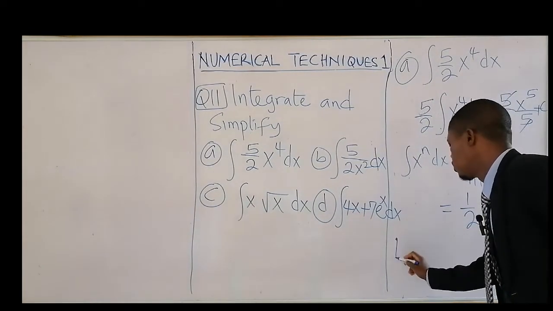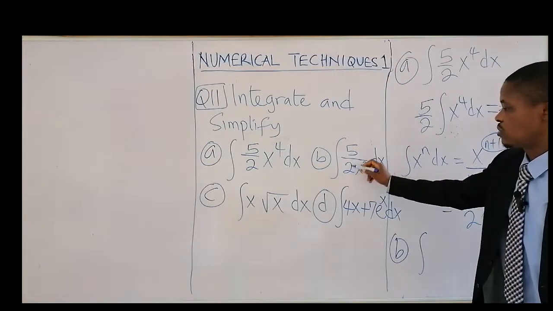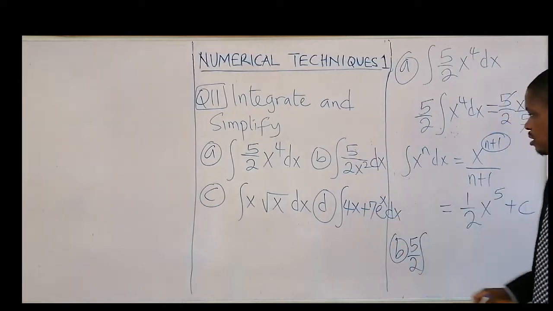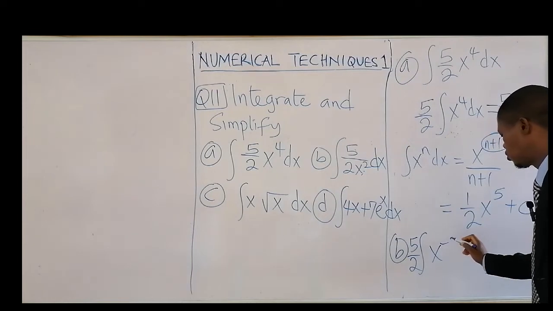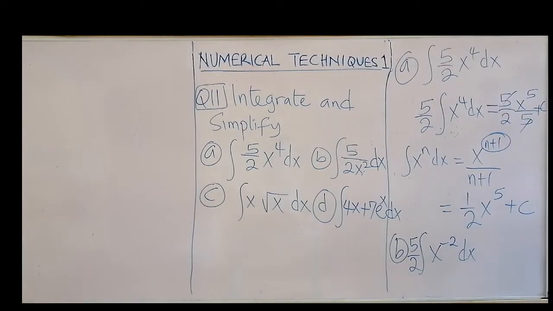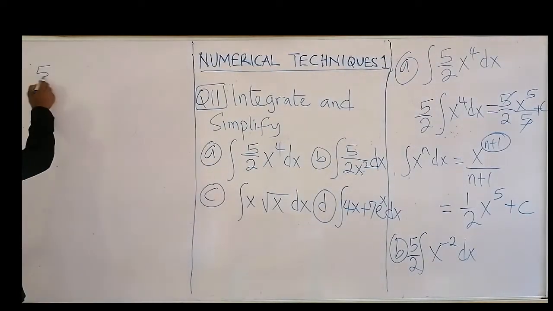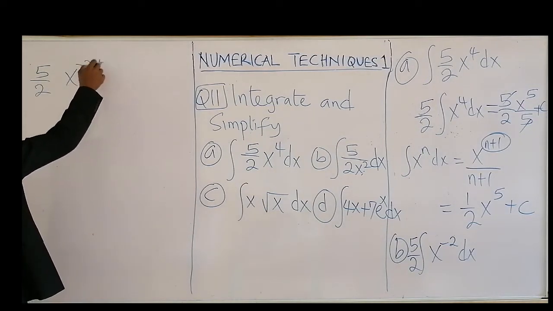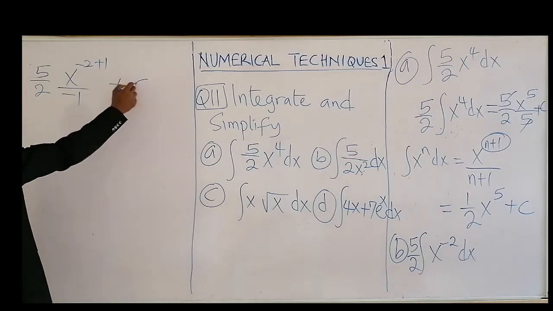Question 2, the b part. What we need to do in this case, we can take this 5 over 2 outside. So that will be 5 over 2, take that outside. And this one, do the algebra for this. Raise this one up. That will be x to the power minus 2 dx. Then we can do the integration, which will be 5 over 2 already outside. The integration of that one will be x^(-2+1), so minus 2 plus 1, that's minus 1, then plus c.